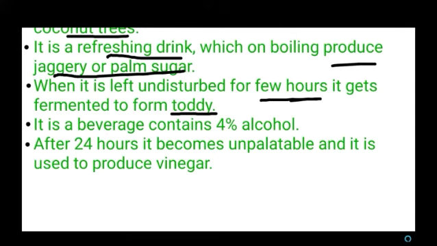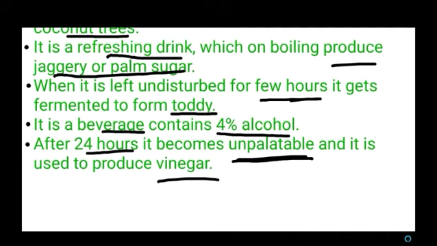So this toddy is a beverage which contains 4% alcohol. If it is left for 24 hours, after 24 hours it becomes unpalatable. That means we cannot consume it. That is called unpalatable, and thereby we can use that for producing vinegar. So next we are going to see about ethanol.